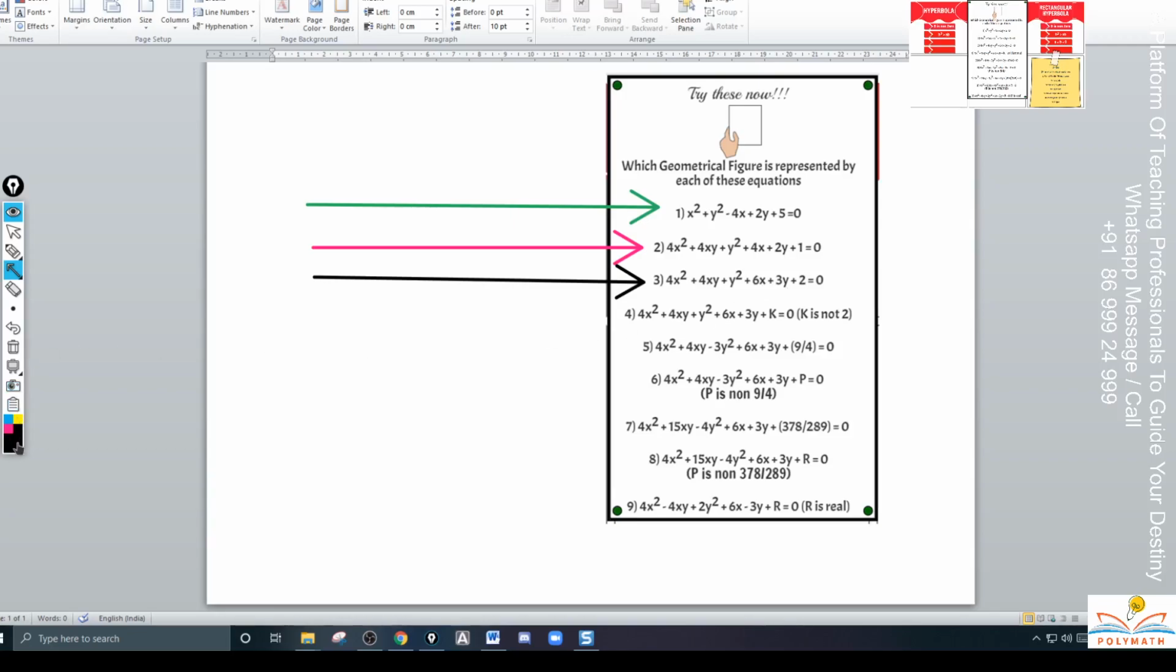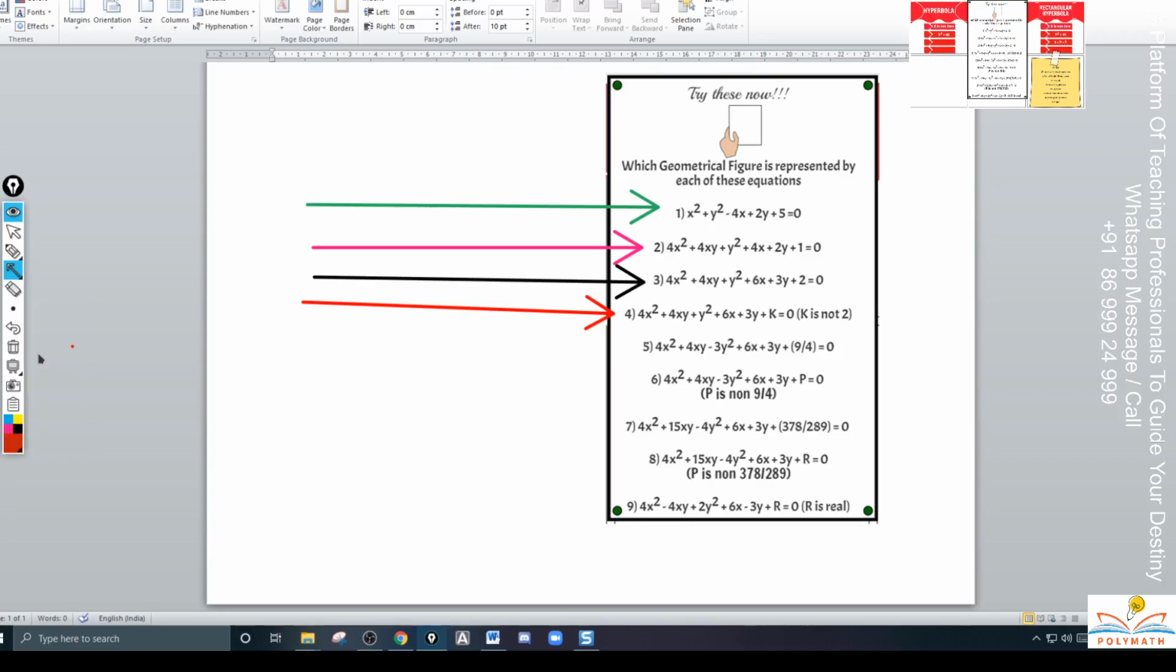Coming to the next one, 4x square plus 4xy plus y square plus 6x plus 3y plus k equal to 0. Just observe it. Only this 2 changed here, and I said k is not equal to 2. When the constant is changed, your determinant will never be 0. So d is not equal to 0, and observe h square equals ab. h is 2 here, a is 4, b is 1. h square equals ab, d not equal to 0. It becomes a parabola. That's how I formed it.